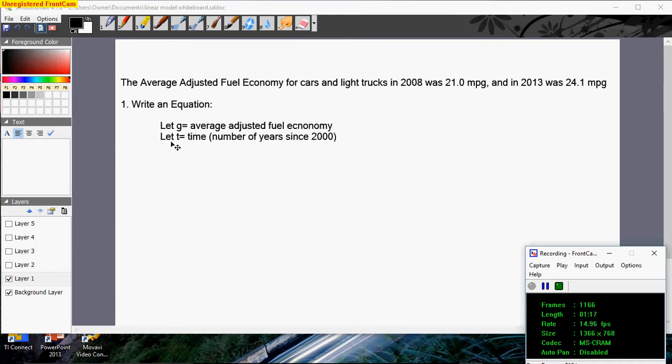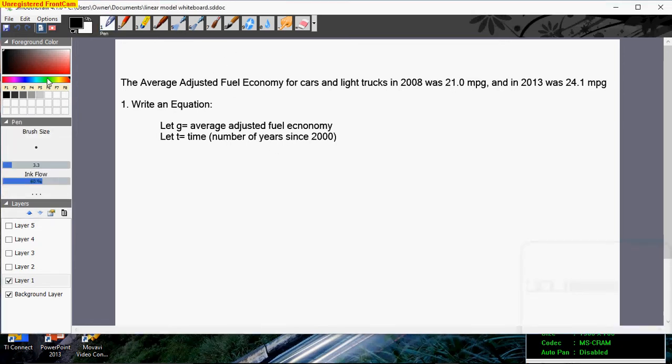My independent variable, time, I said T because it's easier to remember. The important thing I did with this is I quantified. I put in units what I'm looking at. So time is going to be number of years since 2000. Let me underline that for y'all. Number of years since 2000.